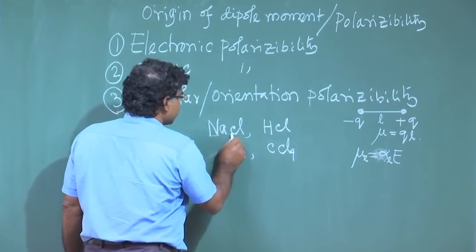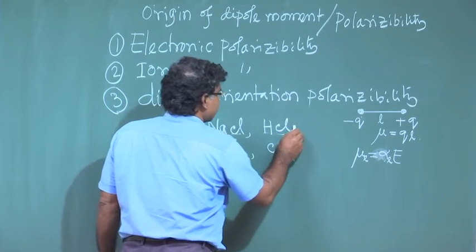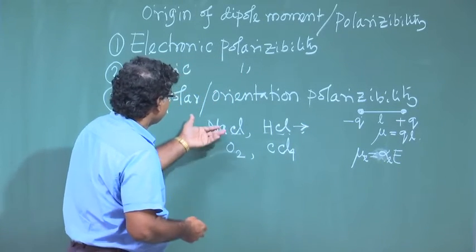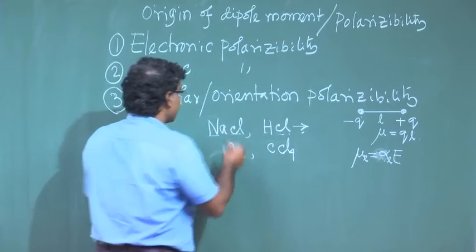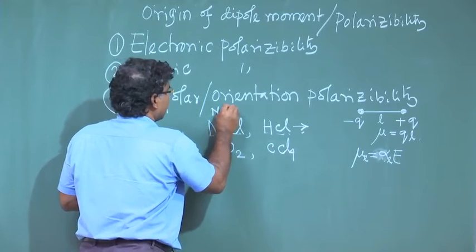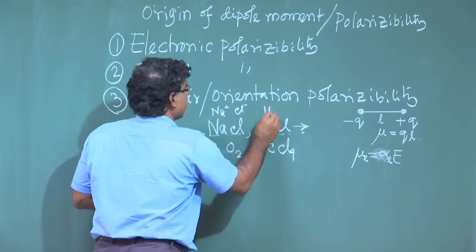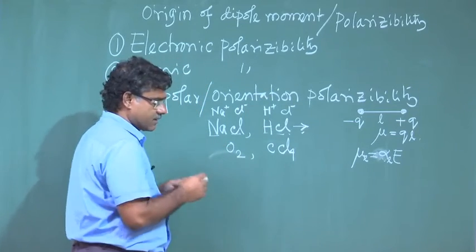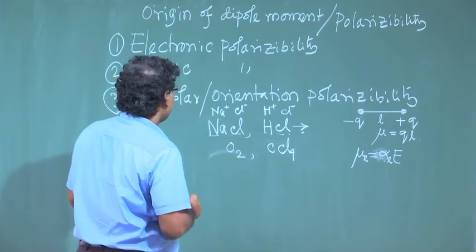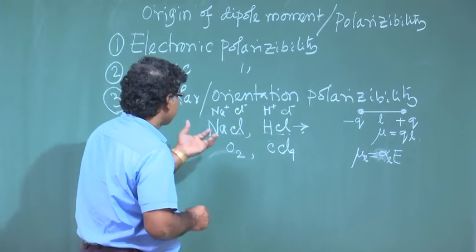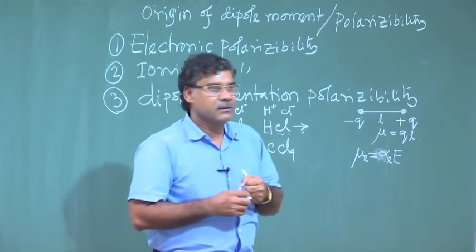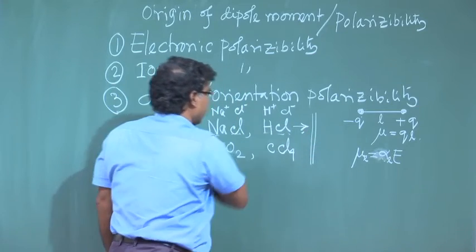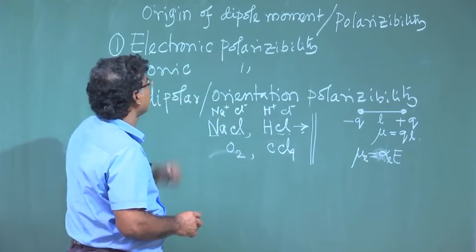So, this sodium chloride is not in molecule form. They are in ionic form, sodium ion and chlorine ion. HCl is H plus, Cl minus, and oxygen also has ionic form, meaning it is not in molecule, it is not neutral. So this shows the ionic dipole moment.